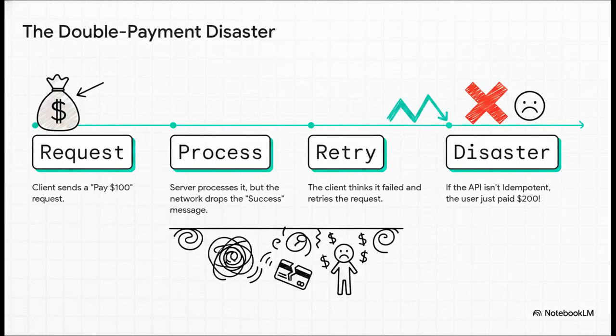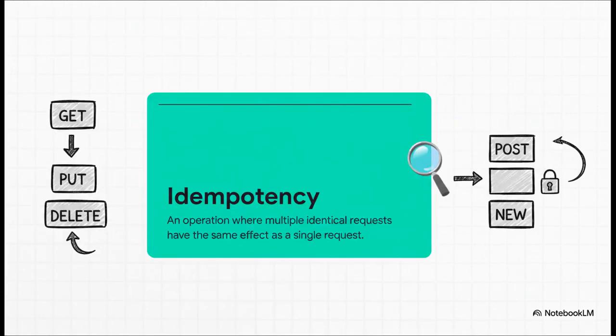And there it is. Boom. If your API isn't designed for this, your user was just charged $200 for a $100 purchase. This is an absolute disaster for any kind of financial or e-commerce system. This is the very thing we have to prevent. The solution, the only real solution, is idempotency. We have to design our systems so that requests are safe to retry.